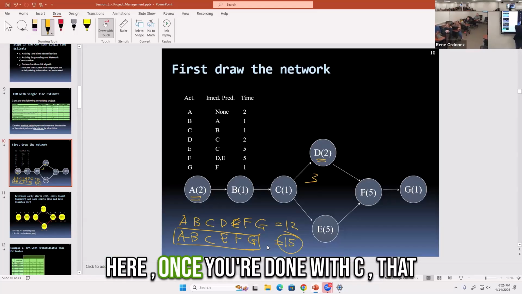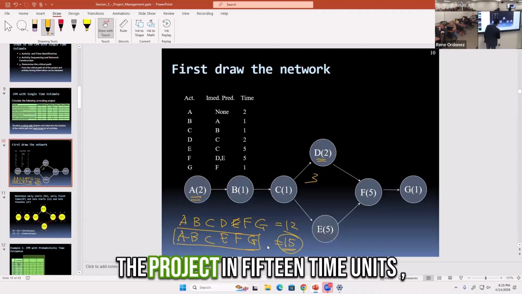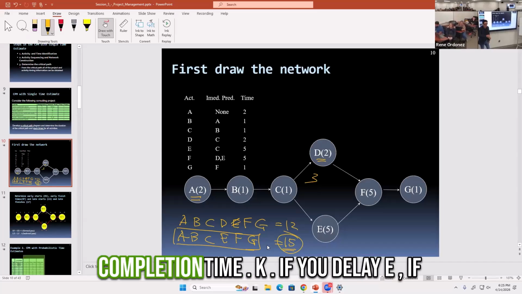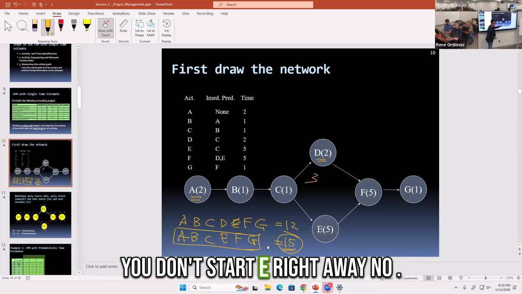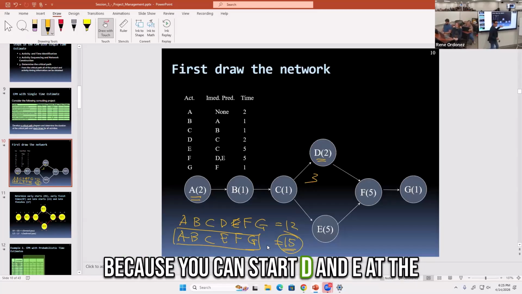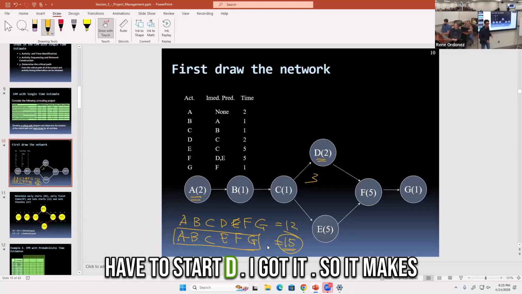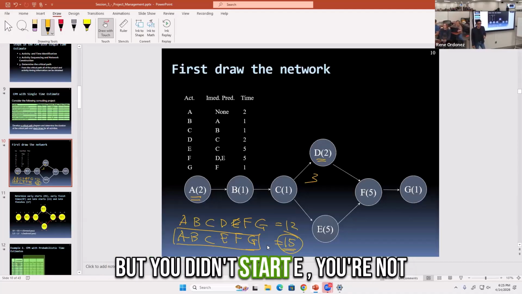Because once you're done with C, if you have to complete the project in 15 time units, that's your target completion time. If you delay E, if you don't start E right away, you can start D and E at the same time. You can, but you don't have to start D. I got it. So E is critical because if you started D but didn't start E, you're not getting done on time.